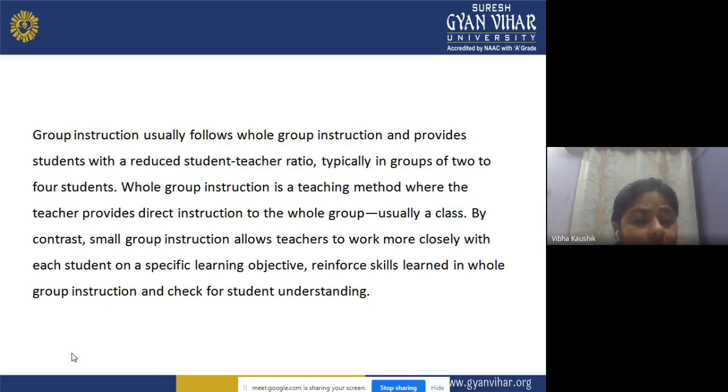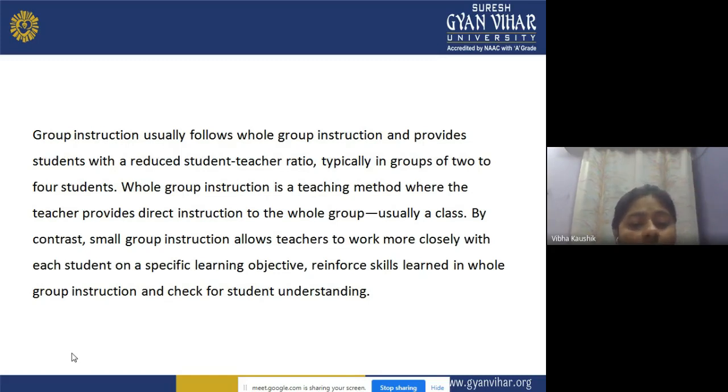Now what the teacher is doing, the teacher is giving instructions to the whole group. But when we are talking about individual instruction, the teacher is giving instructions to a particular individual or a particular learner. When we are talking about group instruction, the whole group is getting the instructions from the teacher. Usually a class, it can be a class.